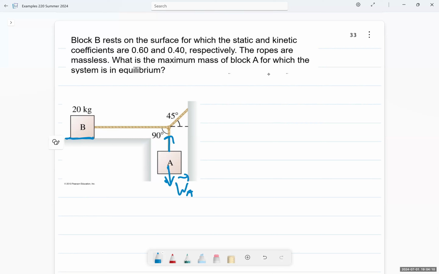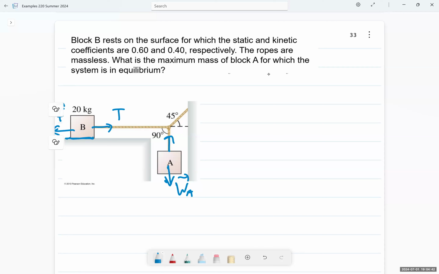And this tension here is the same as this tension here. So that tension is equal to the friction force right there. So all of them are equal to one another. They're all in equilibrium. But if this is at the maximum capacity, that means everything here is barely holding on. So any increase in mass of A will make the system accelerate. And that's what we want to find out, right? What will be the maximum mass for A for which the system will still be in equilibrium?